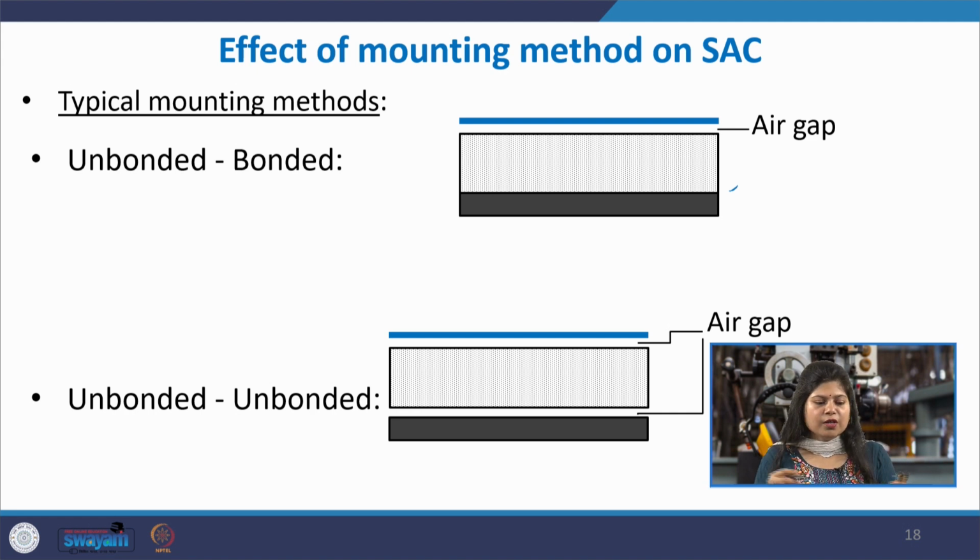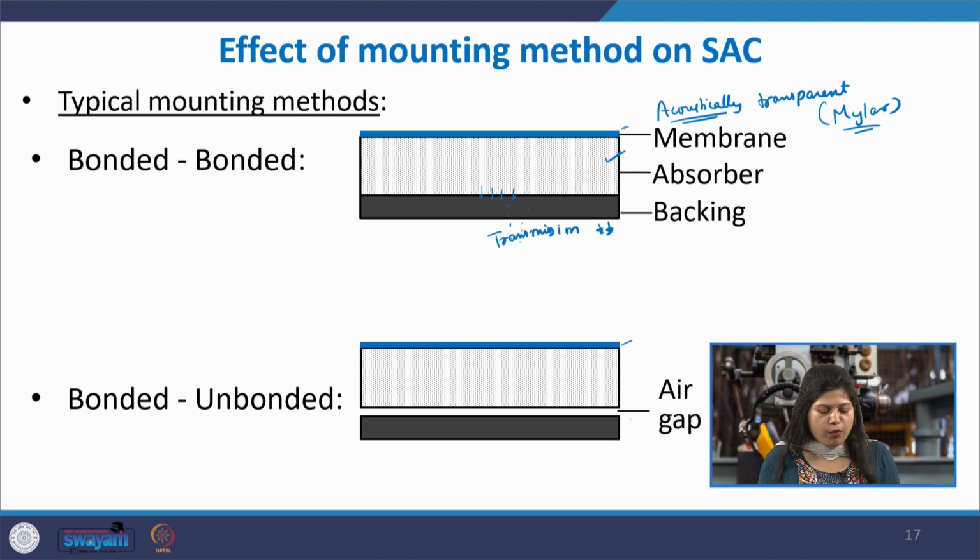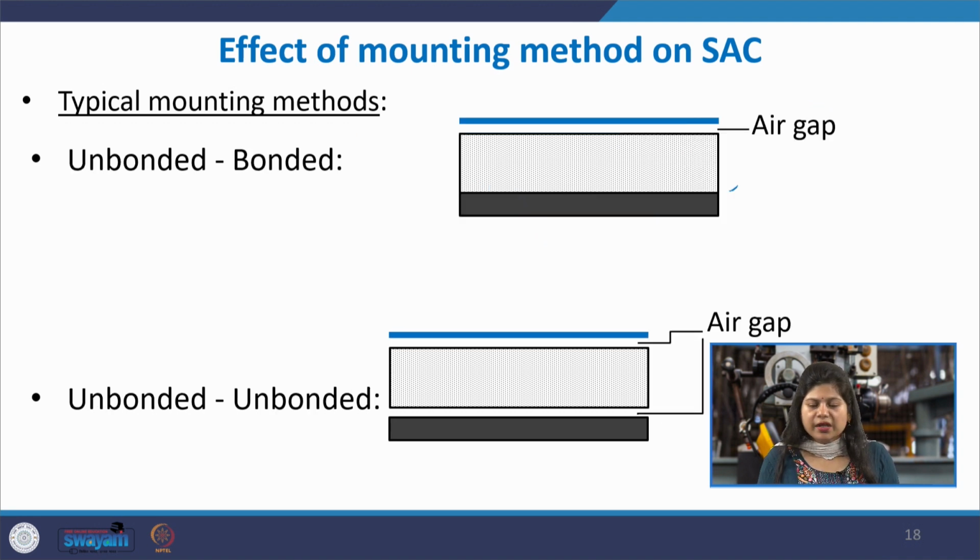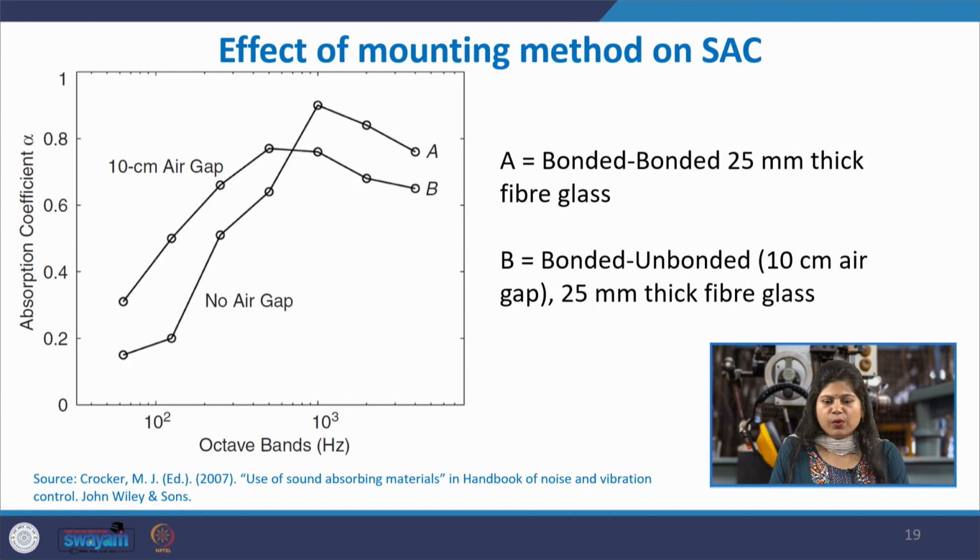Depending on what kind of mounting conditions you are using, whether bonded, unbonded and so on, what the depth of the air gap is, and what kind of barrier backing you are using, the sound absorption coefficient changes. So, let us see a graph. Here you have a material with no air gap, directly on a barrier backing, and now you have an air gap between the material and the barrier backing.